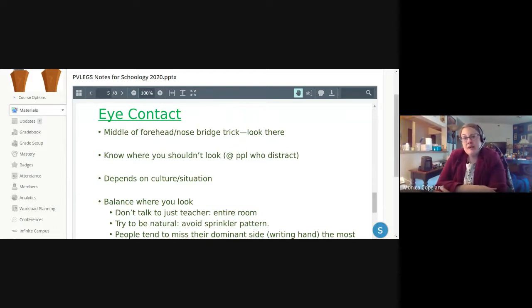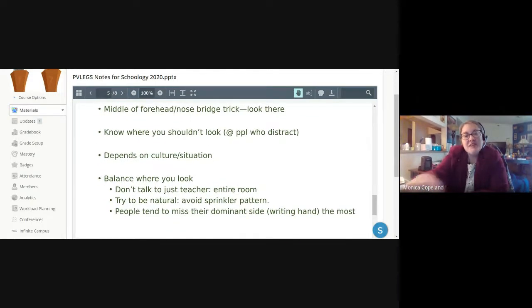So one thing with eye contact is know where you shouldn't look, and that's at people who distract you. This may sound weird, but if you've got friends like mine who like to get you to crack up a bit, don't look at your friends because they'll make a face and then it's over. You'll start laughing. Yes, that'll be good for your nerves, but don't look at people who distract you. Eye contact also depends on culture and situation. Not every culture thinks that making eye contact is a sign of respect. In fact, in some, it's the opposite. So eye contact and how much, all about where you're at, the culture of the situation.